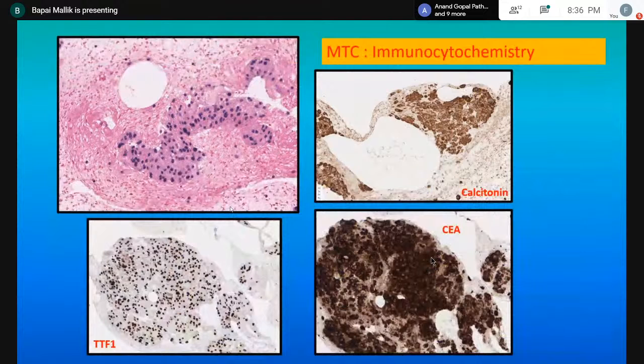This is just to show you immunohistochemistry of a panel which we did some time back. This is the cell block, calcitonin positive, CEA positive. And look at this, TTF1, nuclear stain, TTF1 was positive. So medullary thyroid carcinomas can be TTF1 positive, and I find them to be quite frequently TTF1 positive.